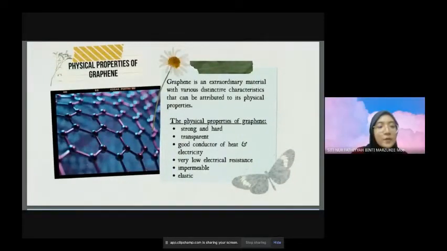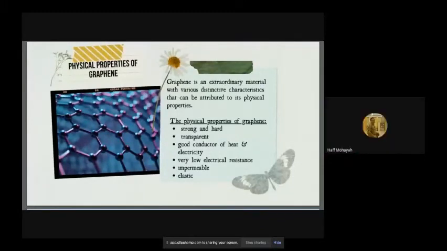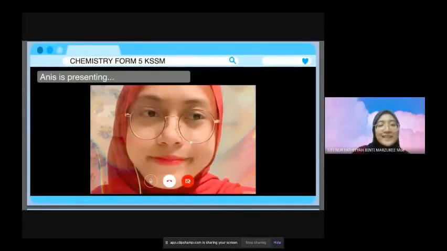Okay, the physical properties of graphene. Graphene is an extraordinary material with various distinctive characteristics that can be attributed to its physical properties. The physical properties of graphene are: strong and hard, transparent, a good conductor of heat and electricity, very low electrical resistance, and impermeable, which is waterproof, and also elastic. I think that's all for me. Okay.